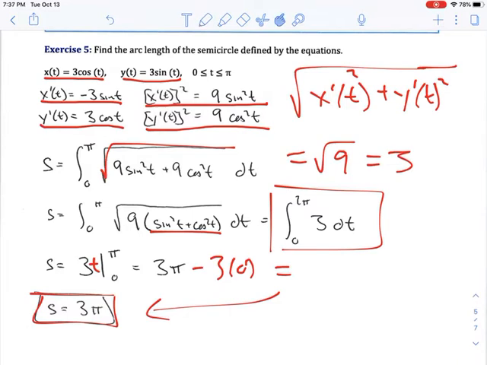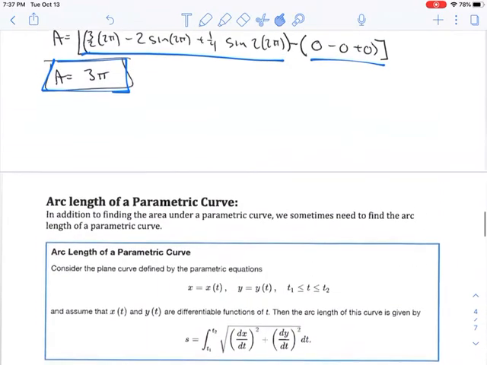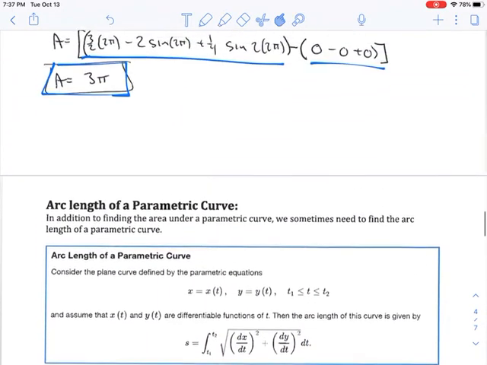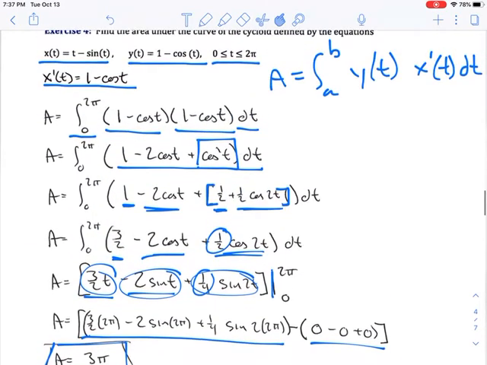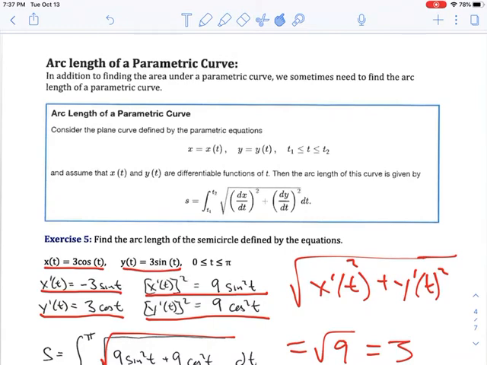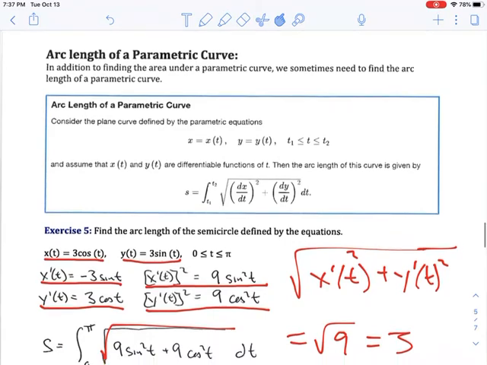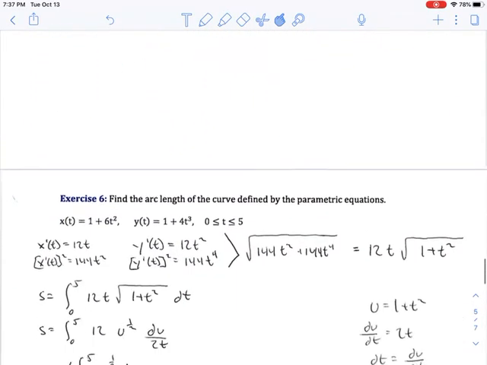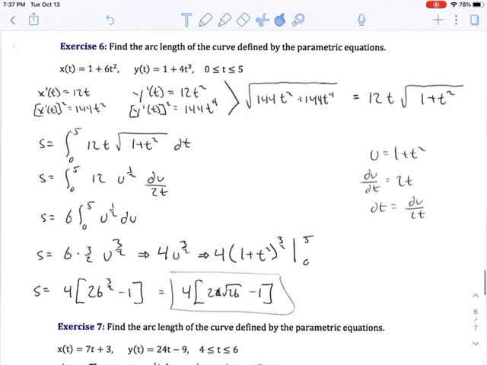So we have now looked at some common types of problems that we do when we're doing integration. Area under a curve, which was the first problem, and then the arc length of a parametric curve. And so we have another arc length of a parametric curve here.